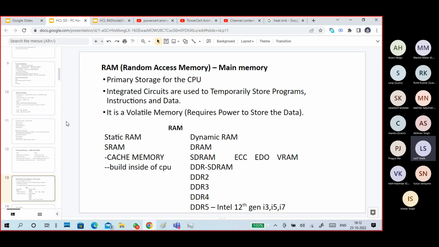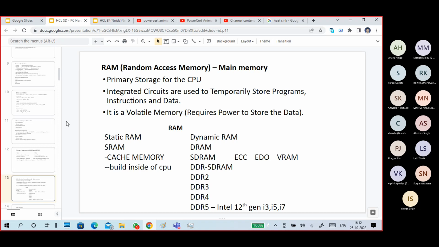Of course, in the RAM, two types are there. One is static RAM, second one is dynamic RAM. Static RAM is SRAM, dynamic RAM is DRAM. SRAM is cache memory, built inside of your CPU. DRAM is dynamic RAM: SDRAM, DDR, DDR2, DDR3, DDR4, ECC RAM, EDO RAM, VRAM.